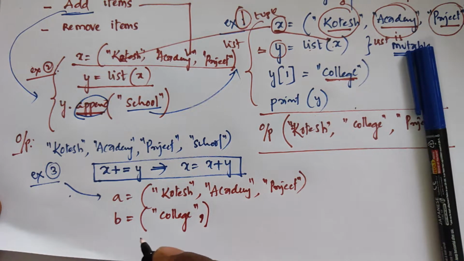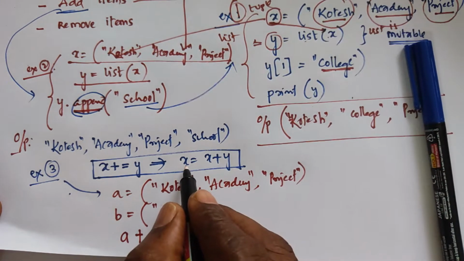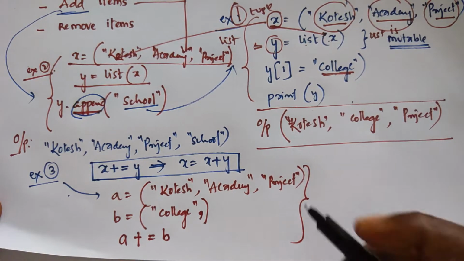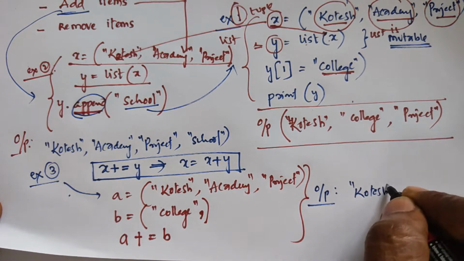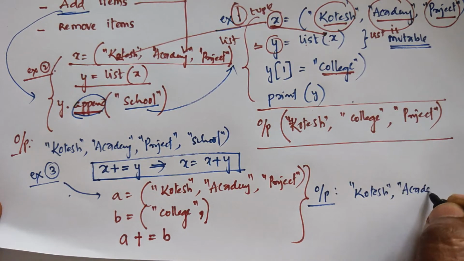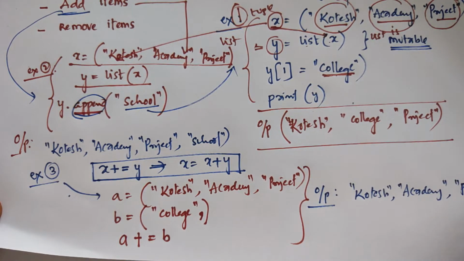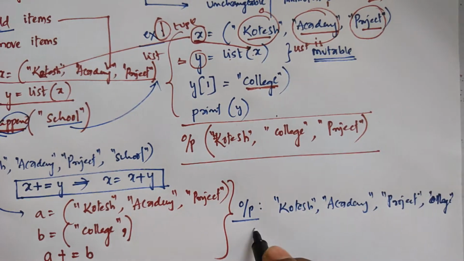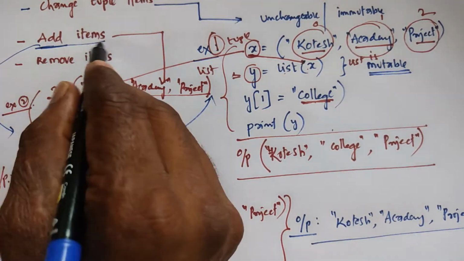Okay. Then we are adding these two. So simply we are taking a plus is equal to b, so a is equal to a plus b. After execution of these lines, you will get the output response here: Kotesh Academy project. At the end of this we are using college. Okay, so this is the output for another expression of adding an item.